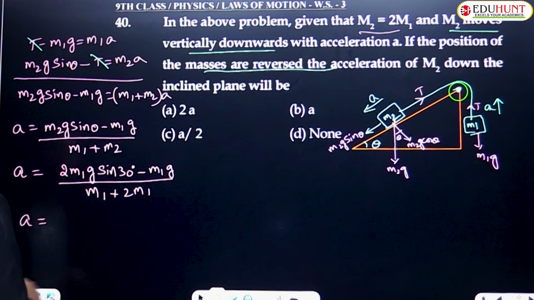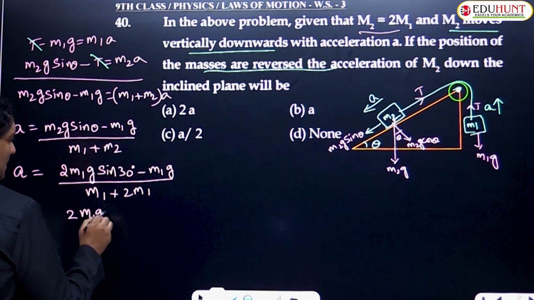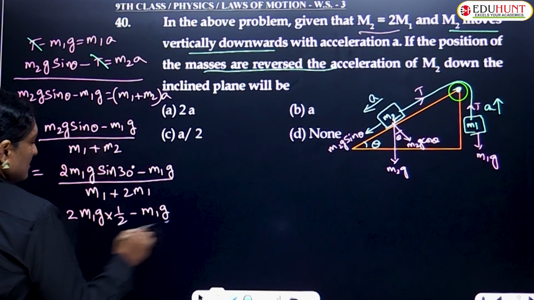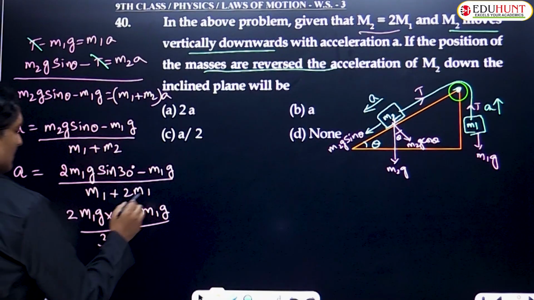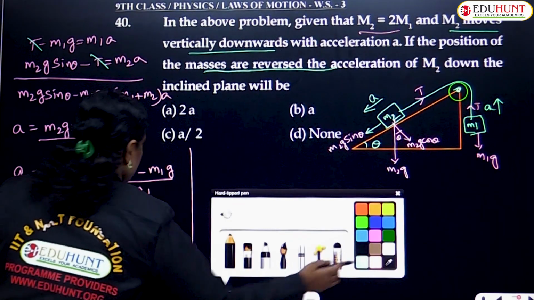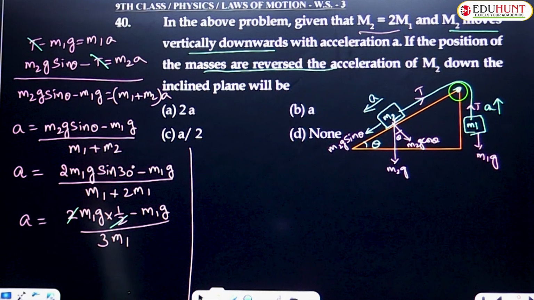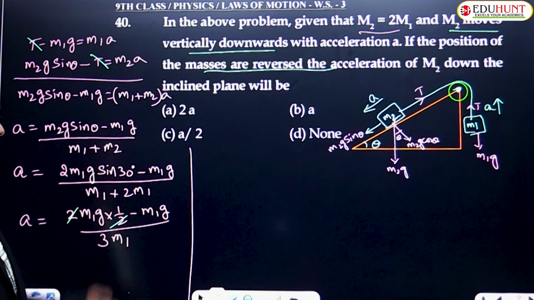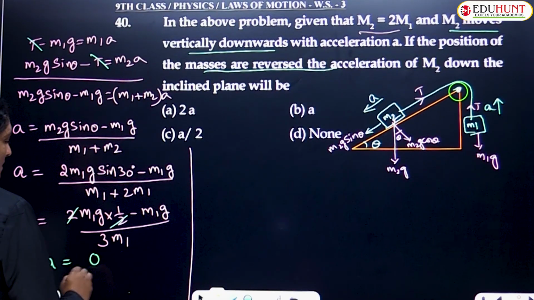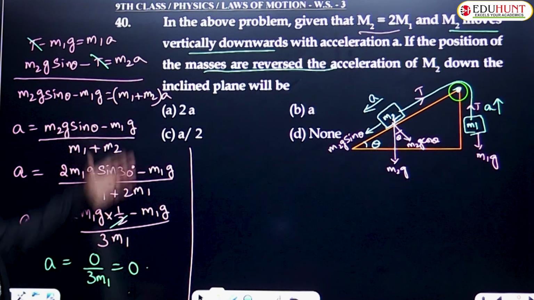So A is equals to 2M1G into sin 30, which is 1 by 2, minus M1G by 3M1, as M1 plus 2M1 is 3M1. While solving the above case, this 2 and this 2 get cancelled. Then we are left with M1G minus M1G. What is the value of M1G minus M1G? 0. 0 upon anything is 0. Hence, is there an answer, children?